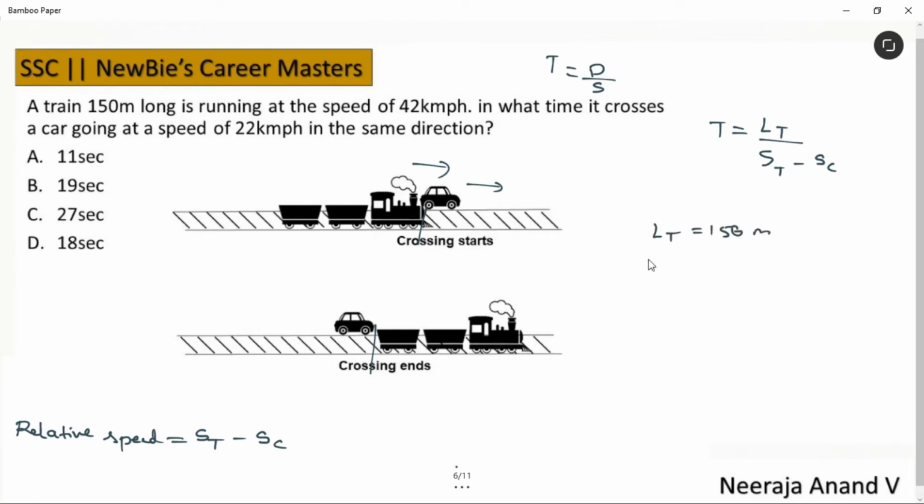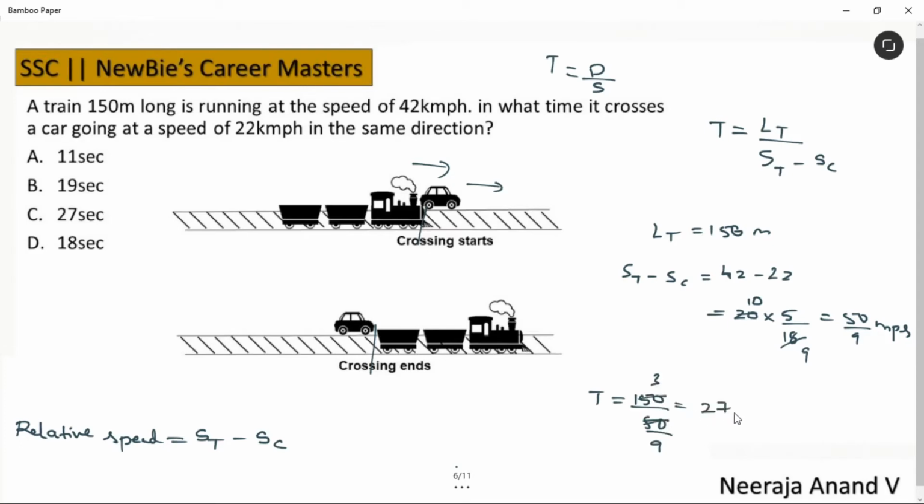Okay. Let's take the speed now. Speed of the train minus speed of the car, which is 42 minus 22. 20 kilometer per hour. Let's convert this to meter per second by multiplying this with 5 by 18. This is 2 tens are, 2 nines are. We get 50 by 9 meter per second. Let's calculate the time now. Time is equal to 150 divided by 50 by 9, which is 1 fives are, 3 nines are. 27 seconds is the answer for this question.